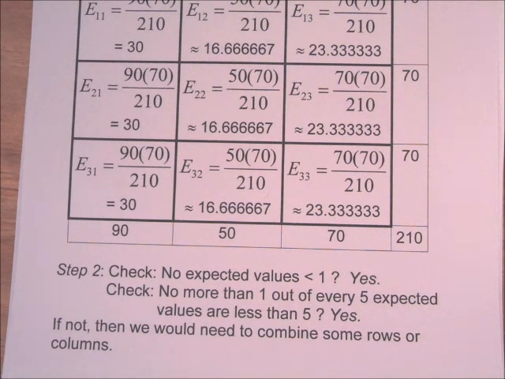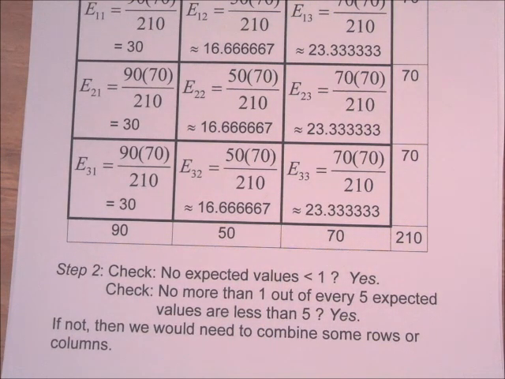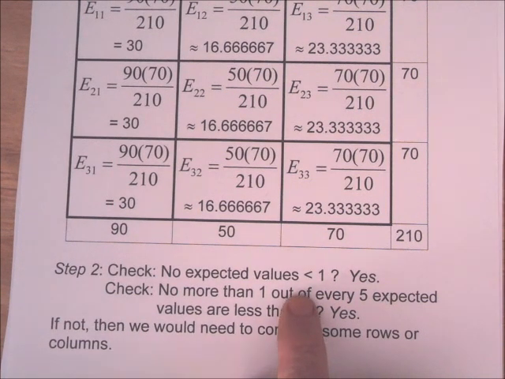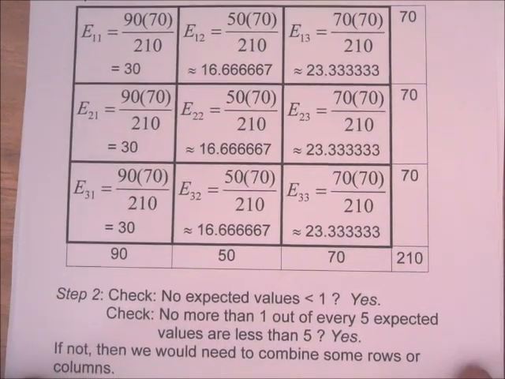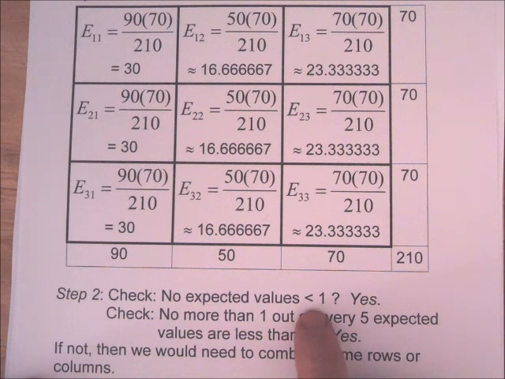If our expected values were too low, we could maybe combine some of the rows so the expected values were not so low. In order to use the chi-square table for the probabilities, those probabilities are only going to be accurate if all of our expected values are at least 1, and most of them are at least 5.